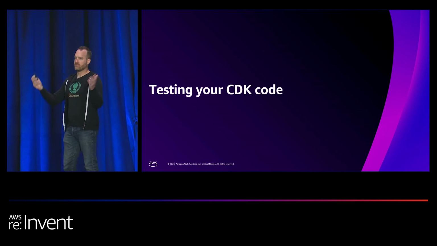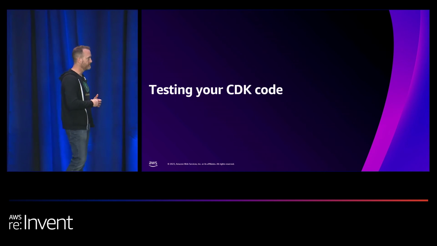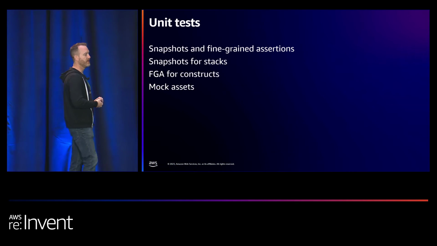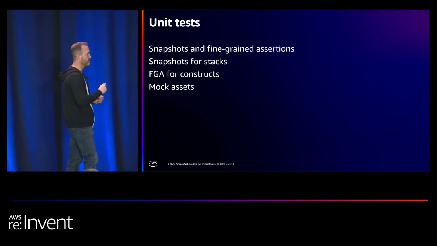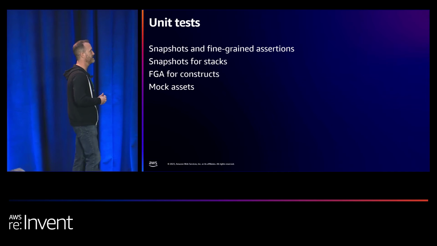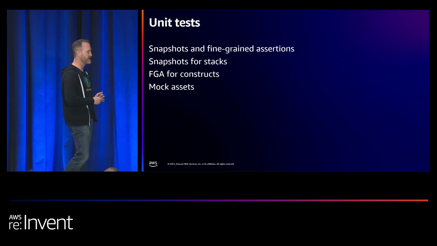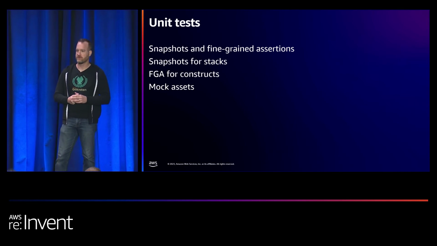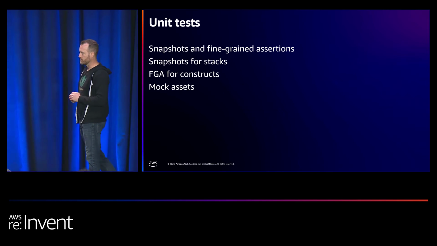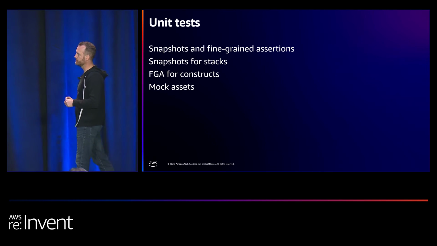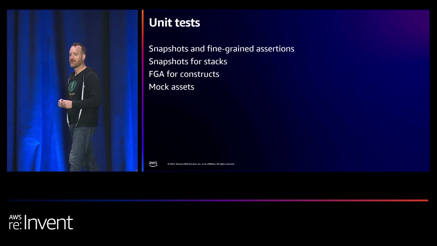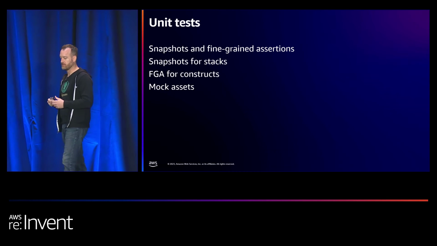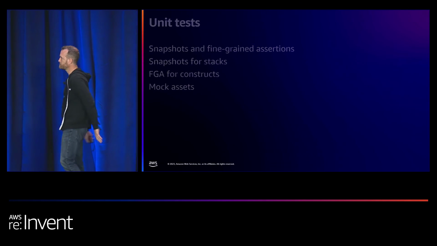All right, so my favorite part of the CDK, we're going to talk about testing. There's a lot of different ways you can do testing. We're going to hit quite a few. The first one is unit testing. You can use snapshot testing or fine-grained assertions. Snapshots work really well for stacks and constructs. Or fine-grained assertions work really well when you're dealing with constructs specifically. And then we'll also talk about how you can mock assets in your tests so that you can speed up your tests and make them more reliable.